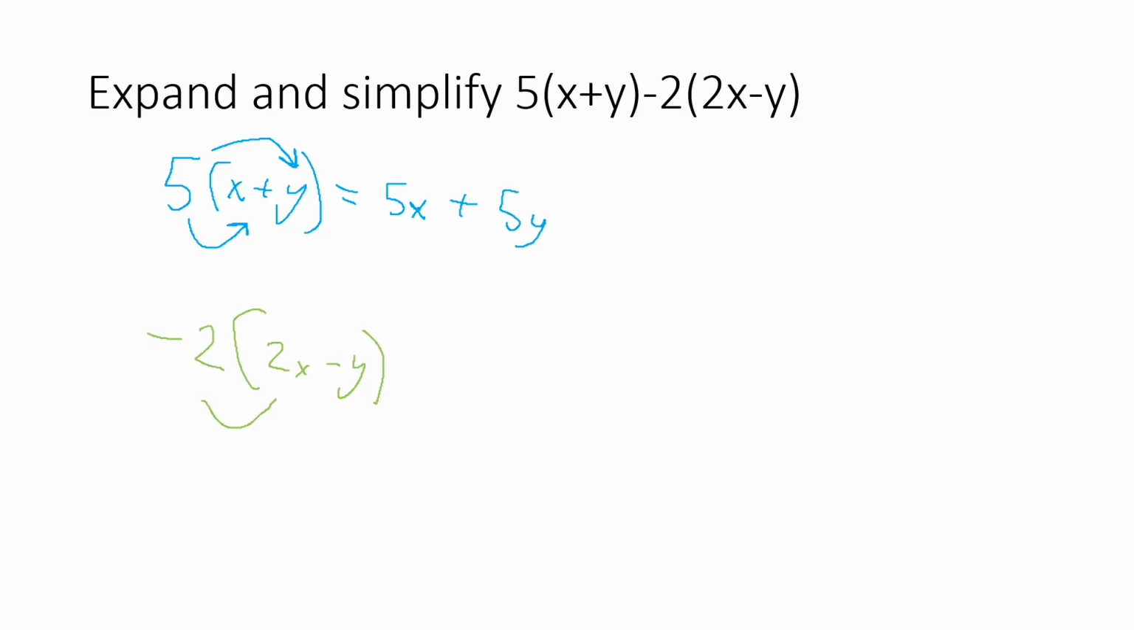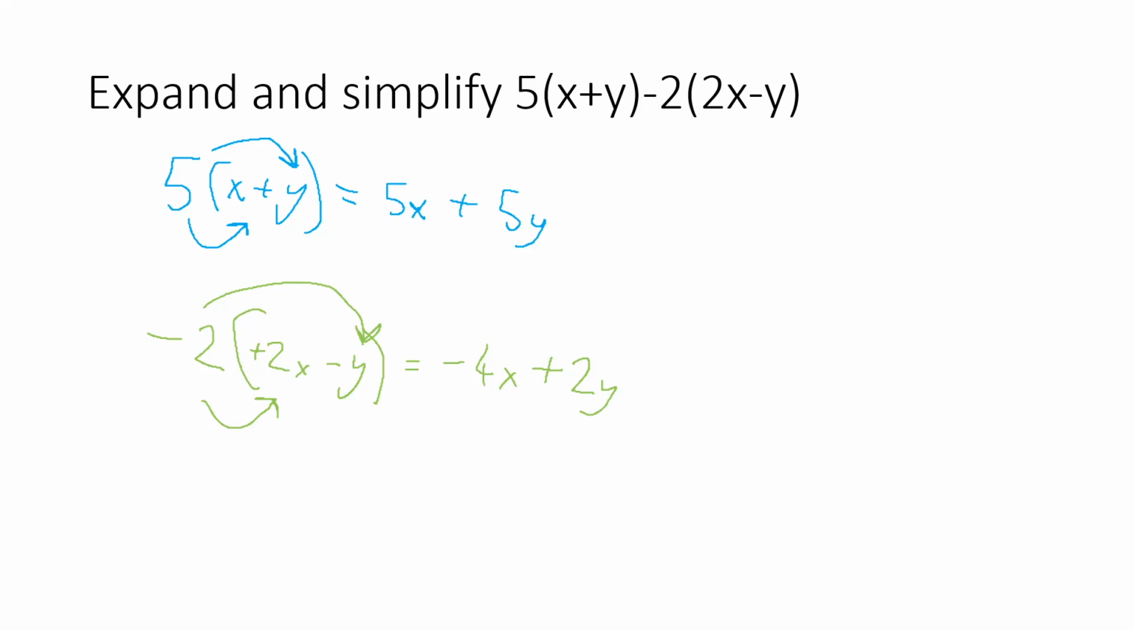And likewise, here we have minus 2 times 2x minus y. What's minus 2 times 2x? Minus 2 times 2x is equal to minus 4x. Because whenever we have a plus and a minus, it multiplies to make a minus. But when we have a minus and a minus, like we have here, a minus 2 and a minus y, minus 2 times minus 1 is 2. So this will just be plus 2y.